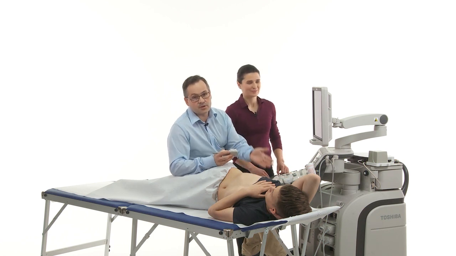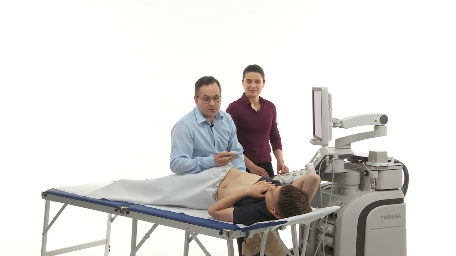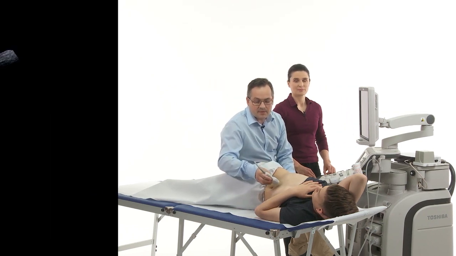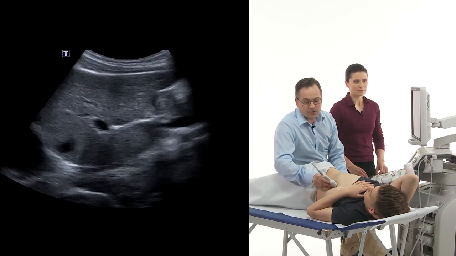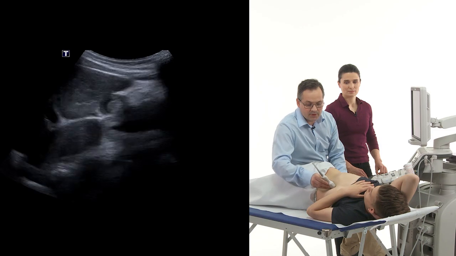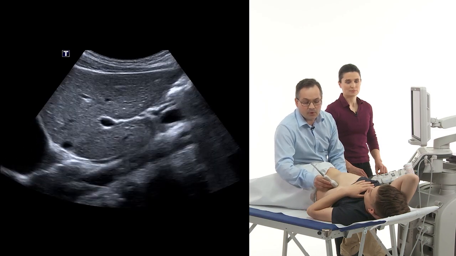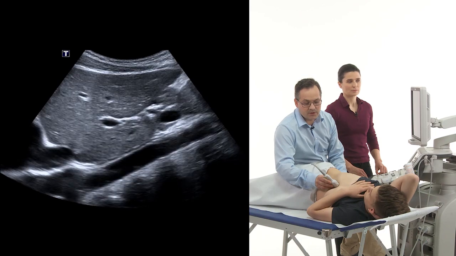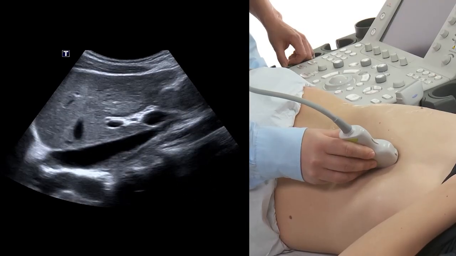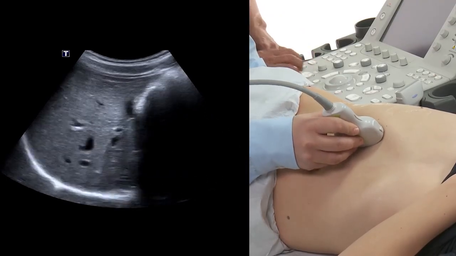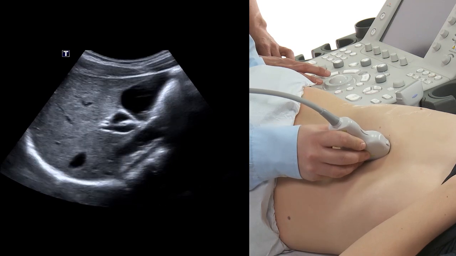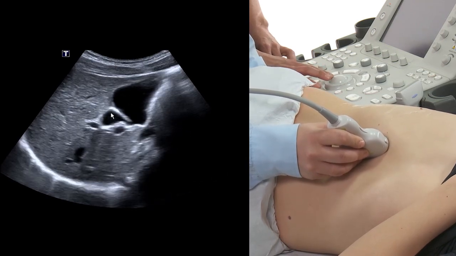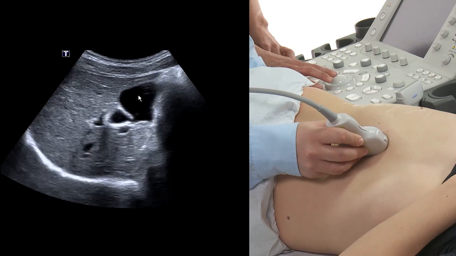So I asked the patient to lie in a left side position and raise the right arm over the head. The first approach begins with a longitudinal subcostal view. I place the probe under the rib bow and keep in contact with the costal arch. So I glide the transducer to the patient's right side and keep an eye on the screen to find this organ. There we see the gallbladder.